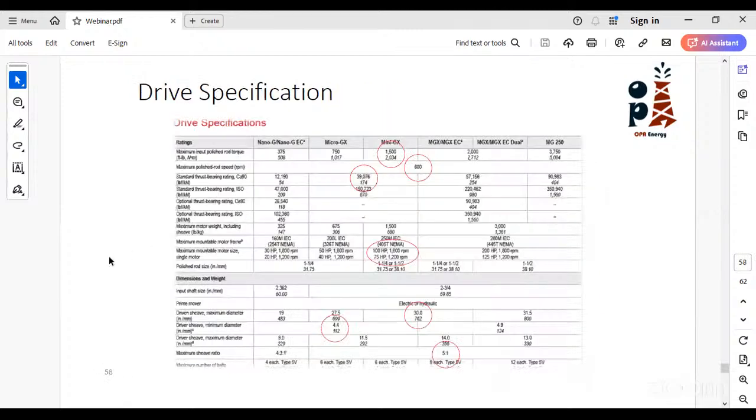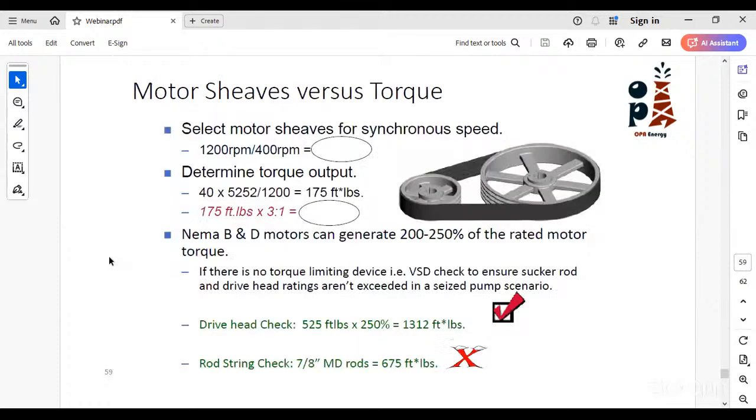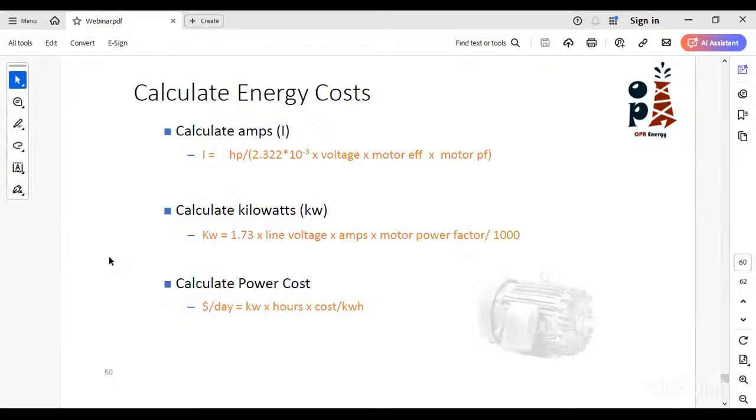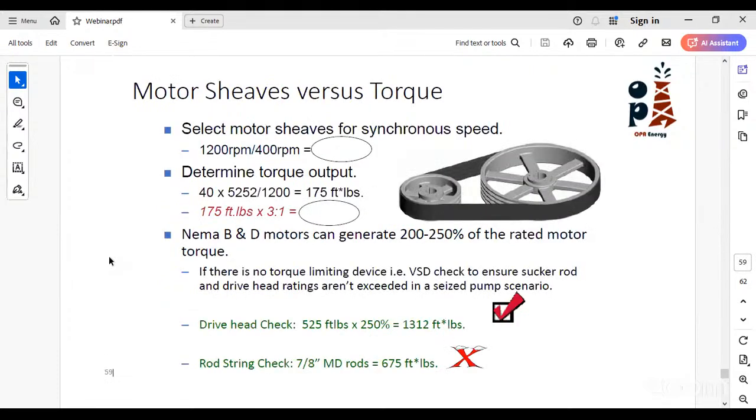Okay, so after choosing the downhole pump and then designing the rotor, then choosing the drive head, the polished rod, and the motor, we have now chosen everything. So let's calculate now the energy cost that we have from the system.